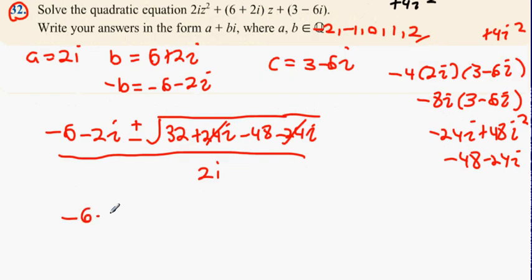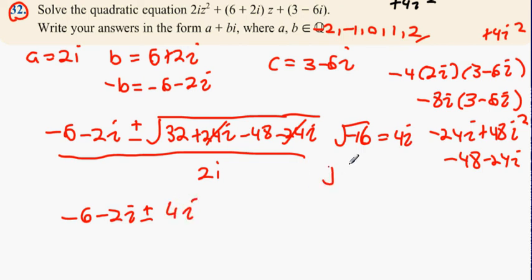Then we're going to get minus 6 minus 2i plus or minus, now this is going to be the square root of minus 16. Square root of minus 16, we've done it enough already, it's 4i. So plus or minus 4i. Once again, for those of you who don't remember, root 16 by root minus 1 is 4, and the square root of minus 1 is defined as i. Okay, then once we've done that, what we're going to do is all over 2i.